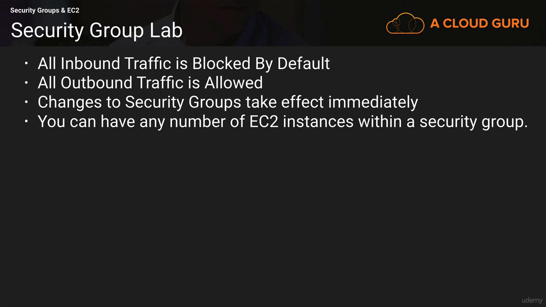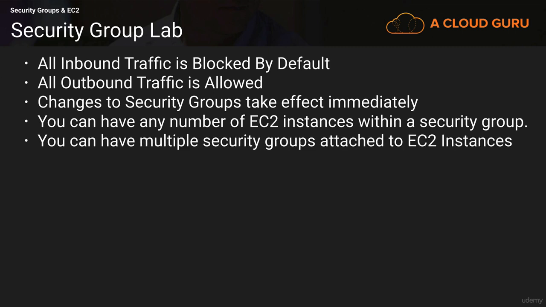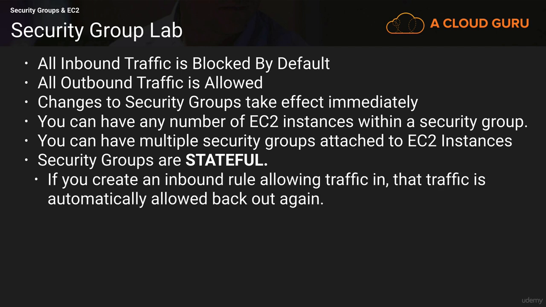We then learned that you can have any number of EC2 instances within a security group. And then we also learned that you can have multiple security groups attached to an individual EC2 instance. And because you can't have deny rules, you can only have allow rules, you're not going to get any conflicts there. It's just going to add up all the allow rules and then go from there. And then we learned, and this is really, really important, that security groups are stateful. So what do we mean by that? Well, when you create an inbound rule allowing traffic, that traffic is allowed back out again automatically.